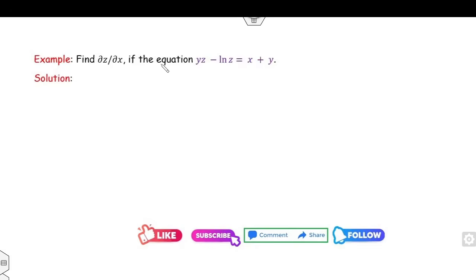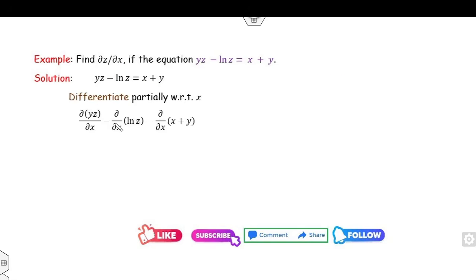Okay, find the partial derivative of this function with respect to x. That means z is my dependent variable, x is my independent variable. So you can partially differentiate this with respect to x. Since we have to differentiate with respect to x, y is my constant. This is z over this, minus the partial derivative is 1 over z, del z upon del x. The partial derivative of x is 1, y with respect to x is 0.